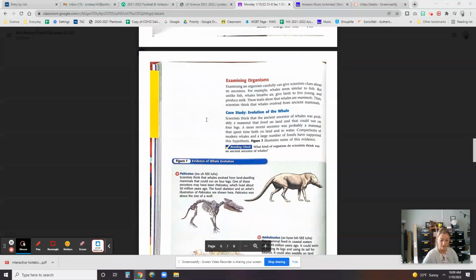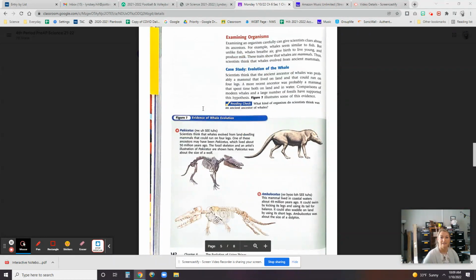All right, page 142, Examining Organisms. Examining an organism carefully can give scientists clues about its ancestors. For example, whales seem similar to fish, but unlike fish, whales breathe air, give birth to live young, and produce milk. These traits show that whales are mammals. Thus, scientists think that whales evolved from ancient mammals.